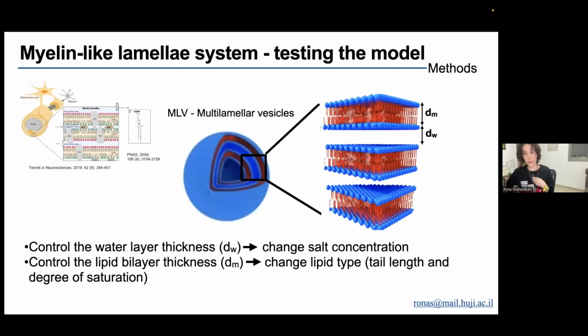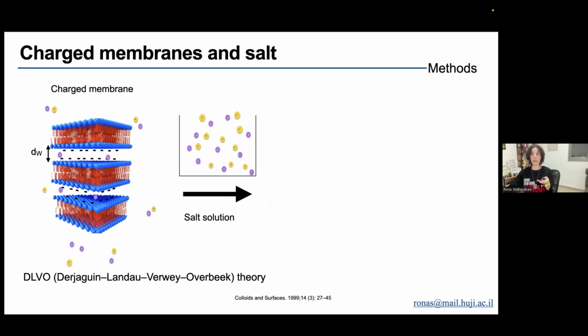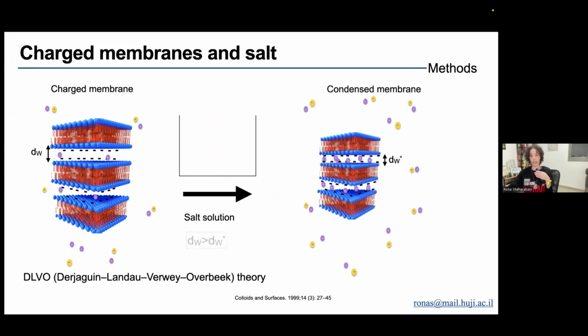To verify our model, we designed a new MRI phantom. We manufactured a myelin-like lamella system in which we can control the myelin membrane thickness, dm, and the myelin water gap thickness, dW. We can change the membrane thickness by changing the lipid types we use in the system, and we can control the water layer thickness by using different monovalent salt concentrations. In a simple case of charged membranes, with a separation dW between them, as salt concentration is increased, the charges on the membranes are screened, allowing the membrane to condense. And this is a well-known theory called the DLVO theory, which takes into account van der Waals and electrostatic interactions between 2 interacting charged membranes. Since our system is composed of charged membranes, we expect them to behave the same.